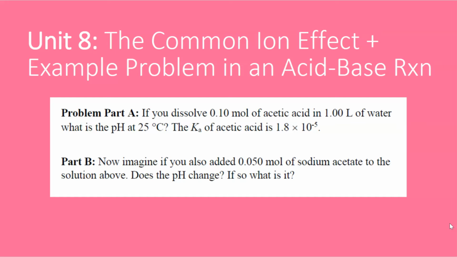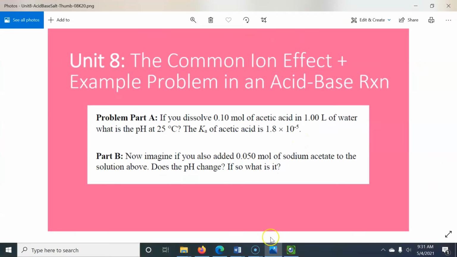Hi everyone. In this video, I am going to give you the definition for the common ion effect. We're going to see how it applies to previous concepts that we've learned before and apply this to an acid-base reaction problem. This is the problem actually. We want to figure out the pH for an acidic solution, but then in part B, we're going to take the same acidic solution and add what's called the common ion and see if the pH changes.